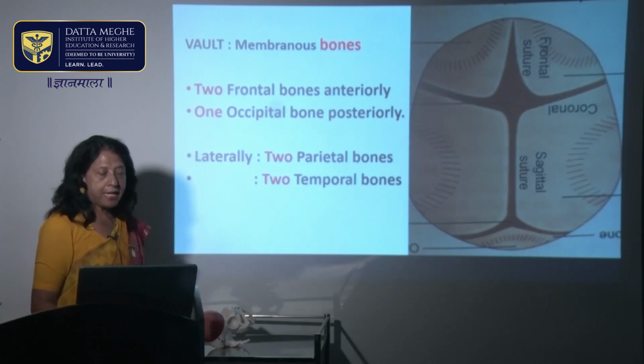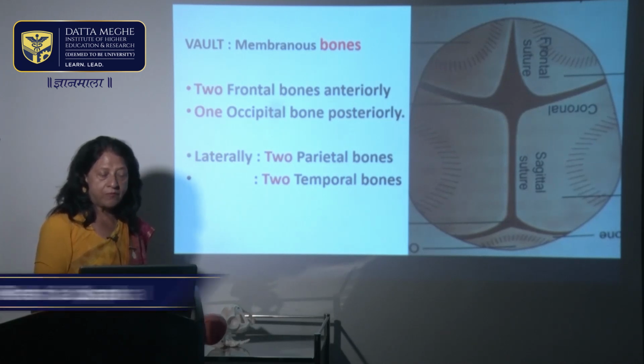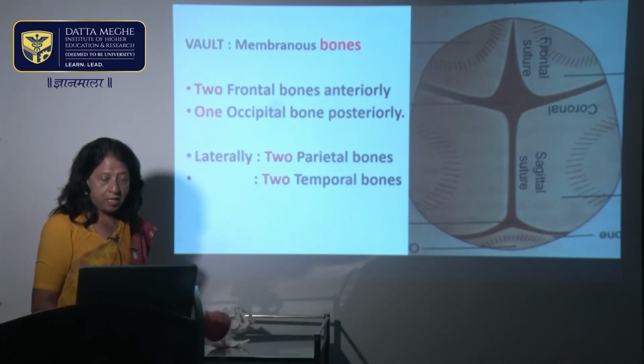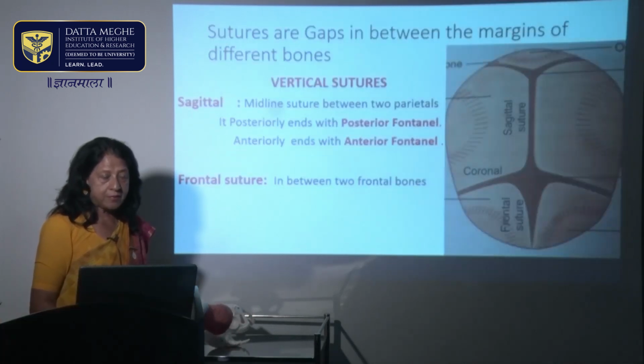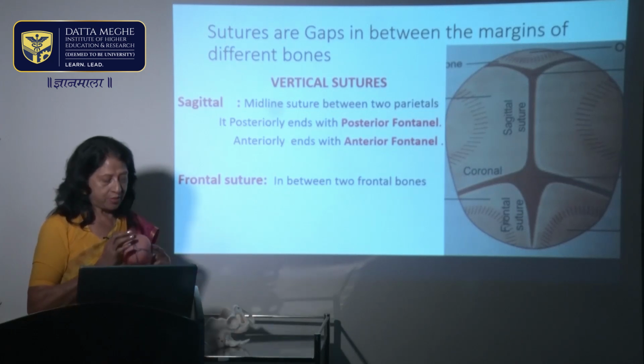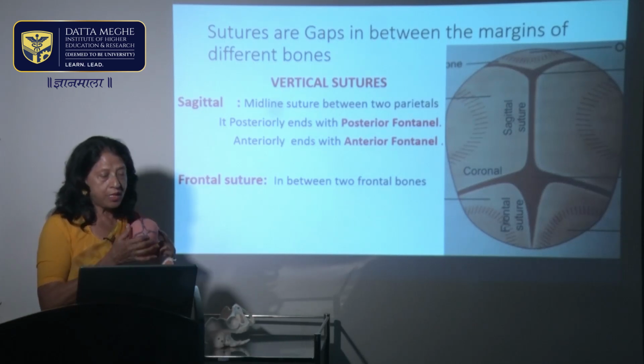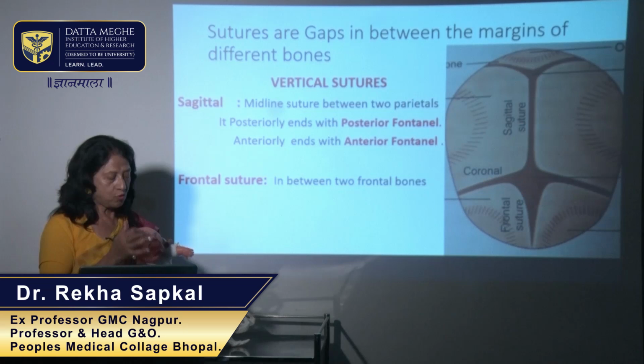Now, vertex is the area which is bounded by different bones. Two bones are there on frontal side. One bone is occipital bone posteriorly, and laterally there are two parietal bones and two temporal bones on the vault. And among this there are sutures also. The sutures are the gaps in between the margins of the different bones. There are vertical sutures and there is a transverse suture also.